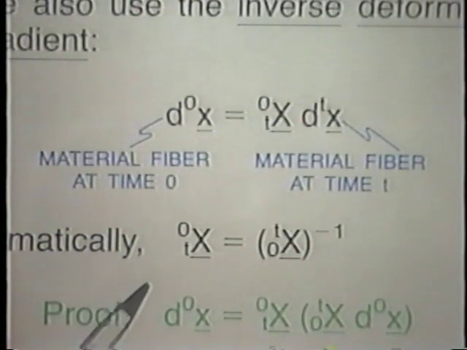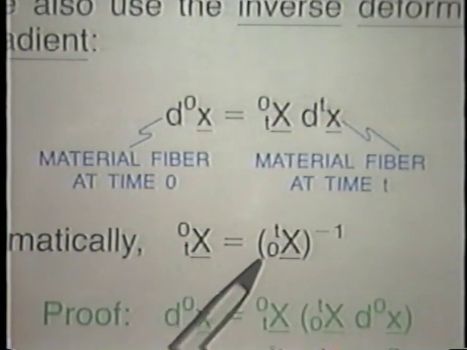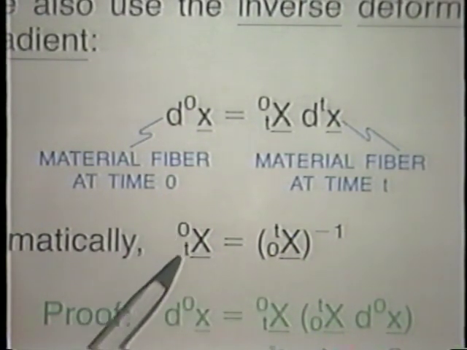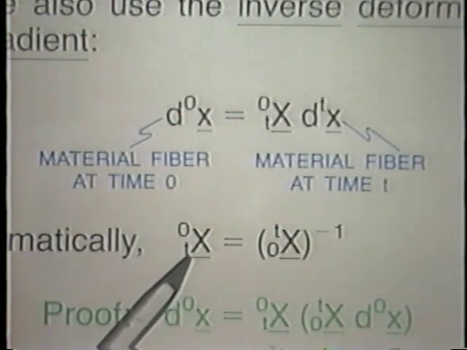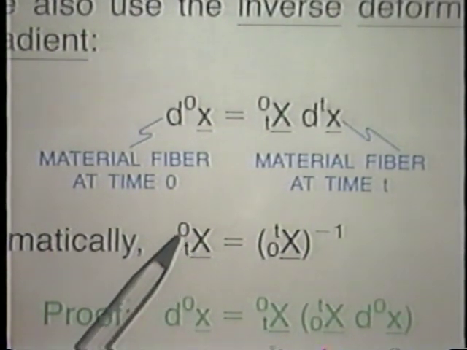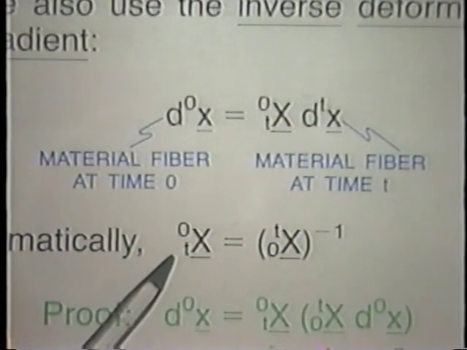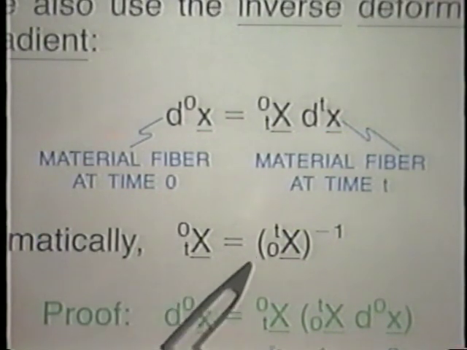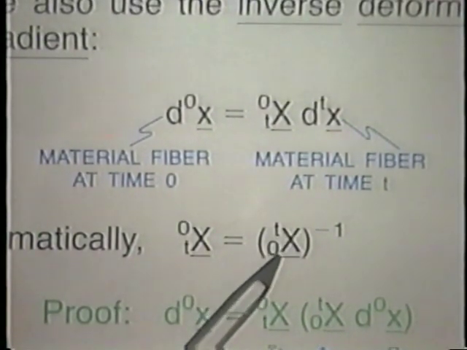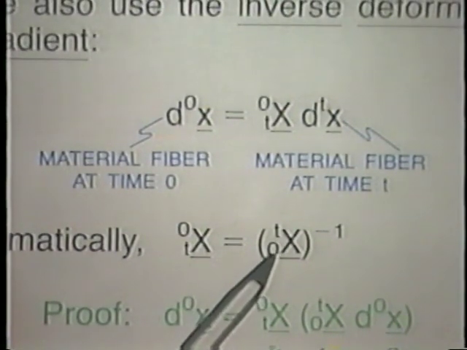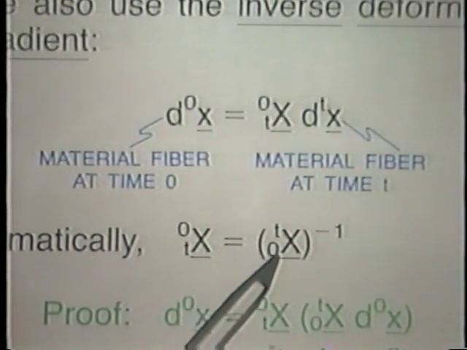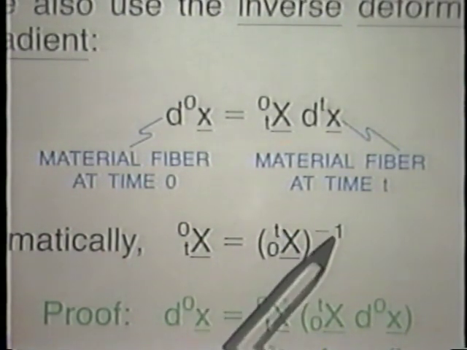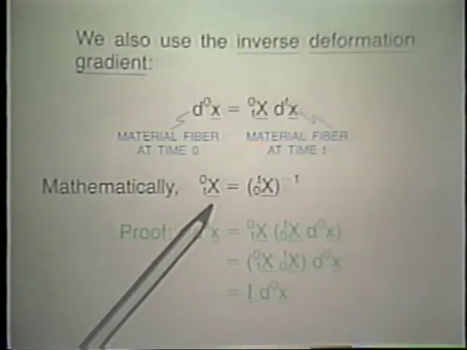Mathematically, we can show that the inverse deformation gradient is nothing else than t0x inverse. Of course, notice that 0tx would be calculated by differentiating the original coordinates with respect to the coordinates at time t. However, we can also calculate this matrix directly by taking this matrix here, where we differentiate the coordinates at time t with respect to the original coordinates, and then, having obtained this matrix, we simply invert it.